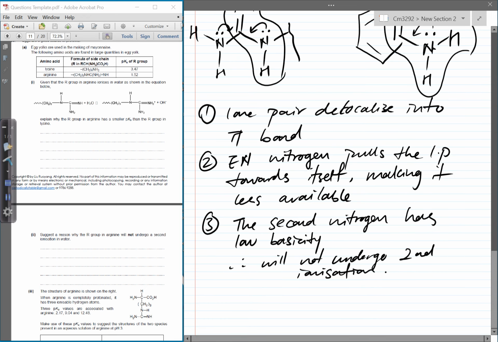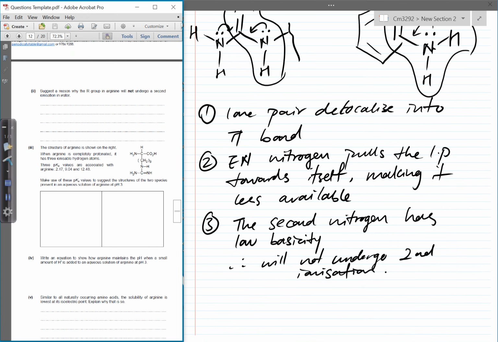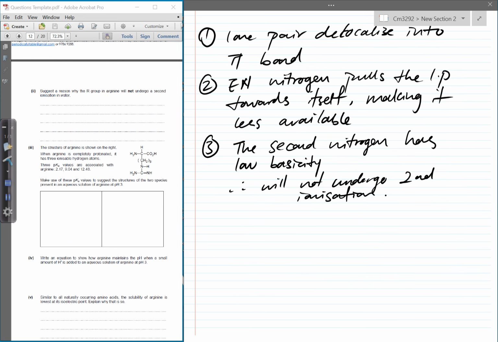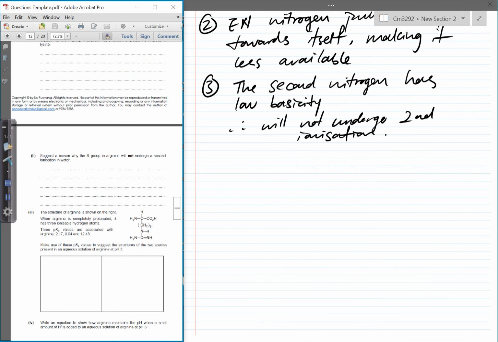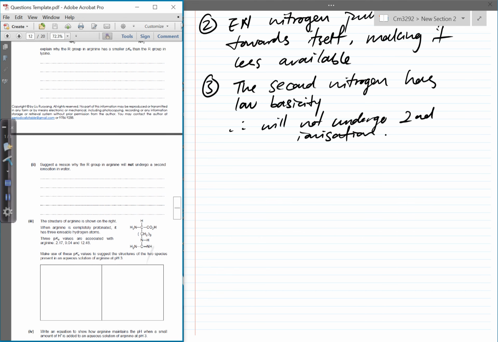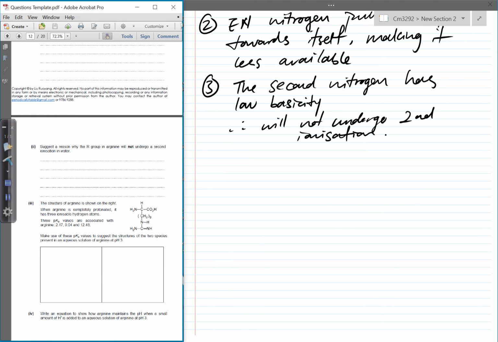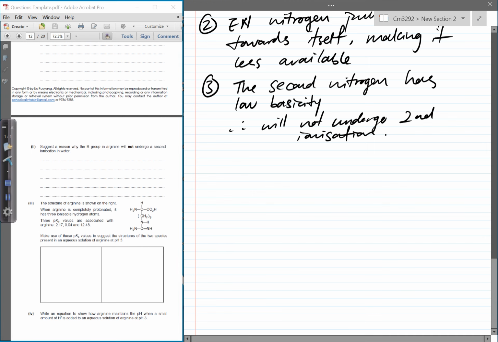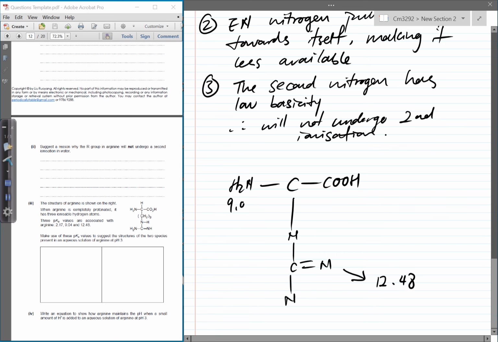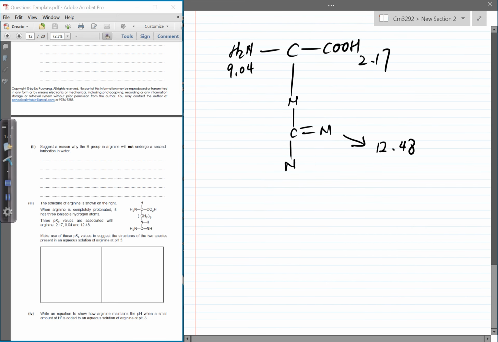So it's just these 3 points. Next, I'll show you the structures, and same thing, it gave you 3 pKb values, now they give you 3 pKa values, so you have to assign them. Think of that as pKa, not pKb. So you have these 3 groups, and if you assign them, this nitrogen will have pKa of 12.48, this will be 9.04, and the last one will be 2.17. The reason I already explained in the test video.